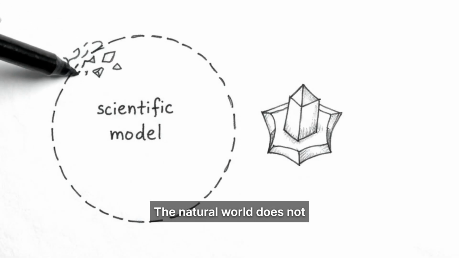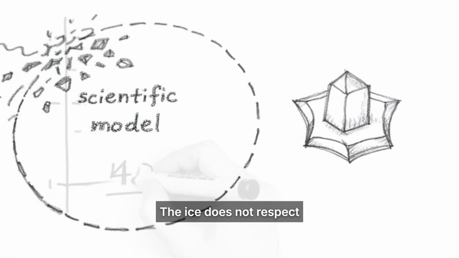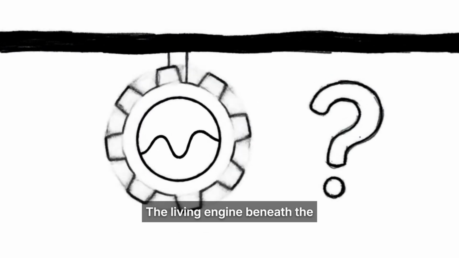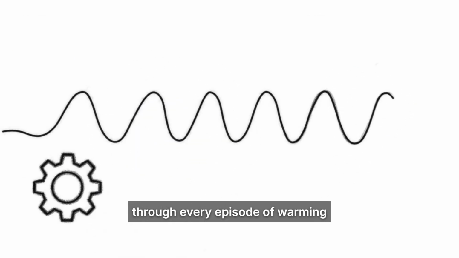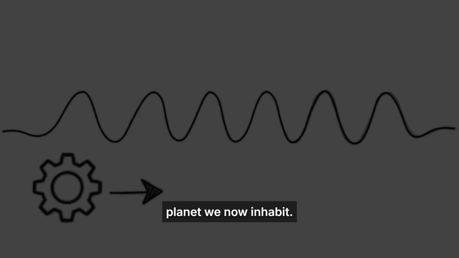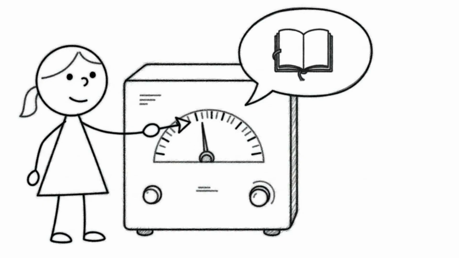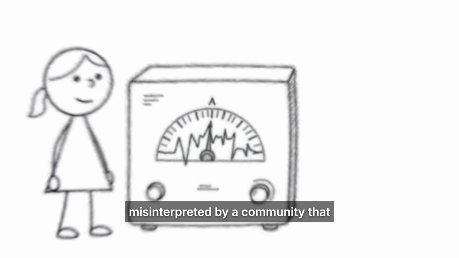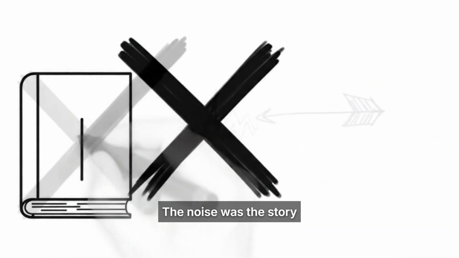The natural world does not recognize the boundaries drawn in scientific models. The ice does not respect the 40,000-year limit. The enzymes do not wait for 0 degrees. The living engine beneath the frozen surface has been running, unnoticed, through every episode of warming and cooling that shaped the planet we now inhabit. The sound of that engine was always present in the data, registered by instruments built for a different world, misinterpreted by a community that trusted the textbooks more than the noise. The noise was the story all along.